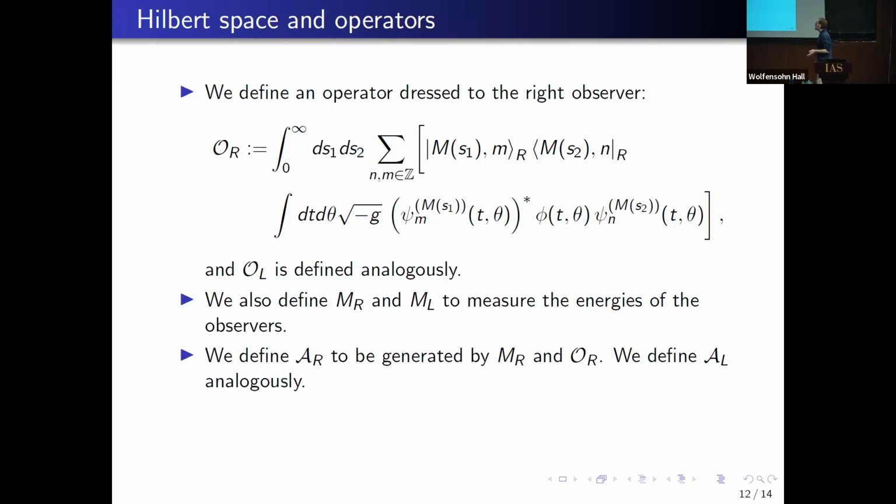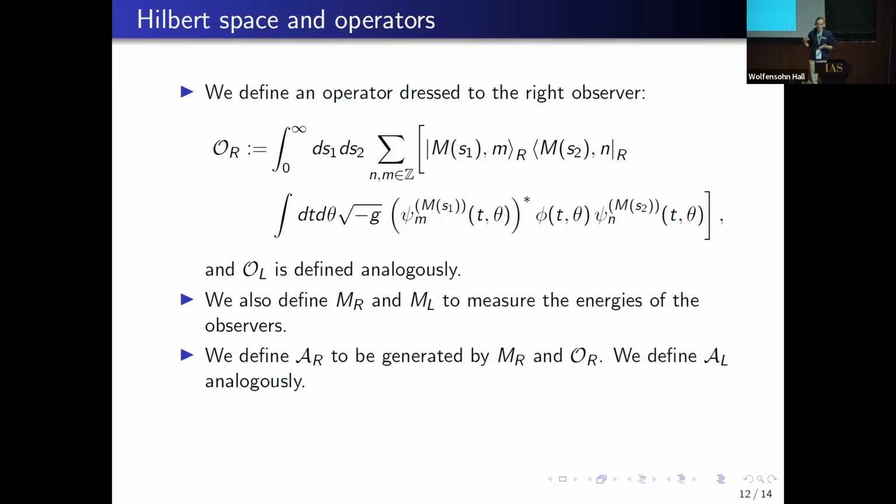So to get a Hilbert space, I'm going to start with the Hartle-Hawking state and then act with OR, MR, OL, and ML in all different ways. And then I can fill out a Hilbert space, which will be an SO(1,2) invariant subspace of the Hilbert space I started with. And then on this Hilbert space, we can define the action.